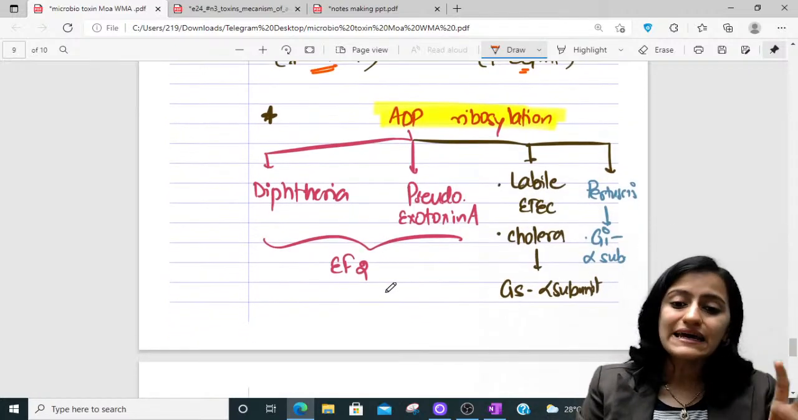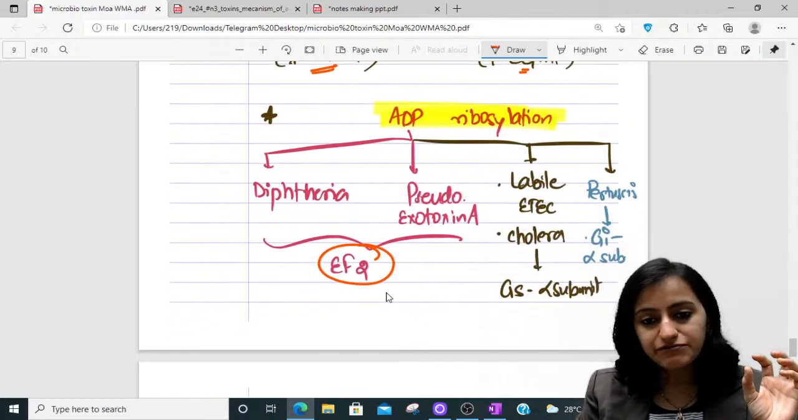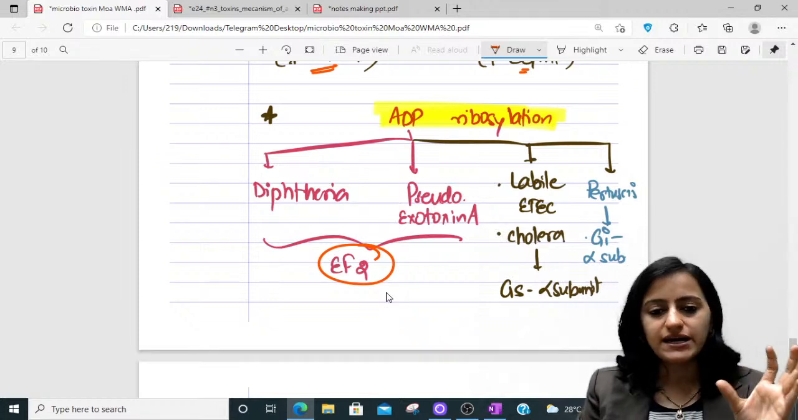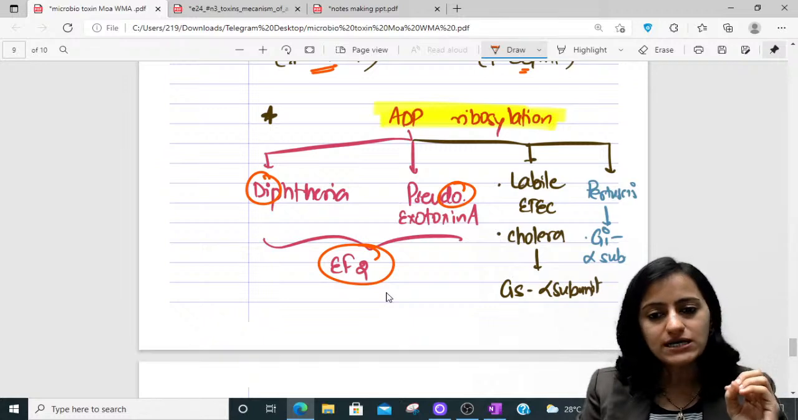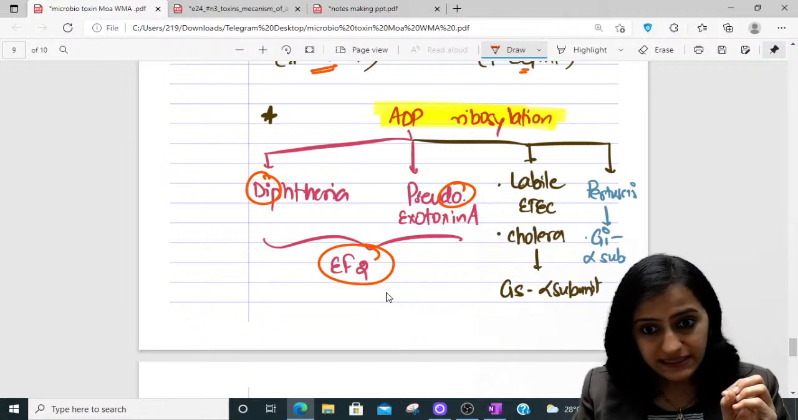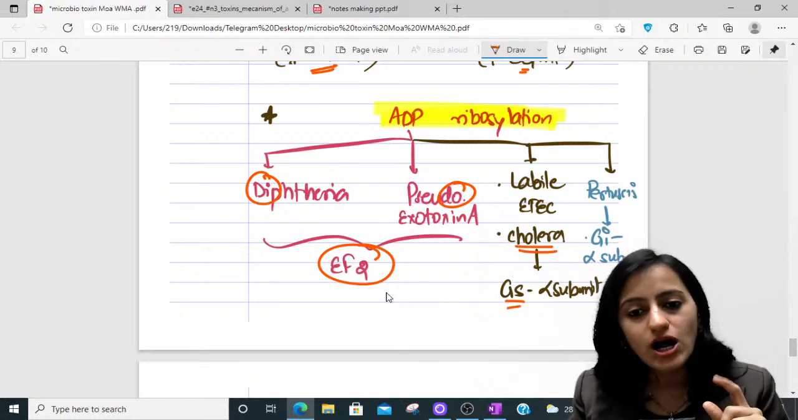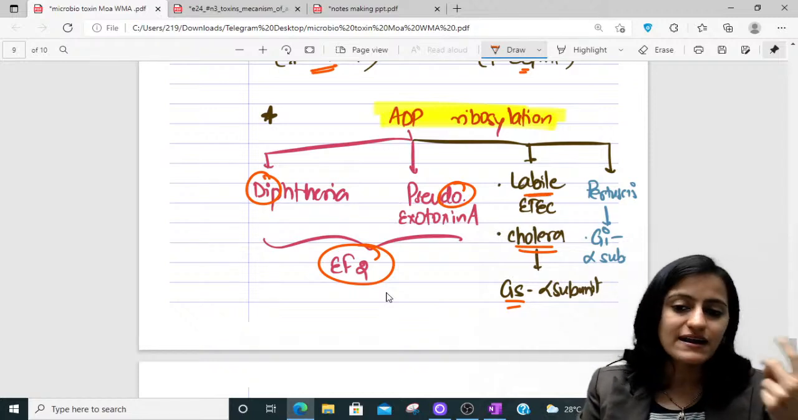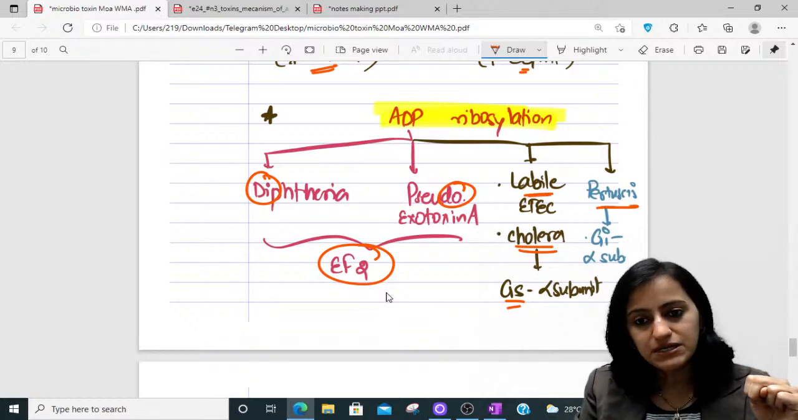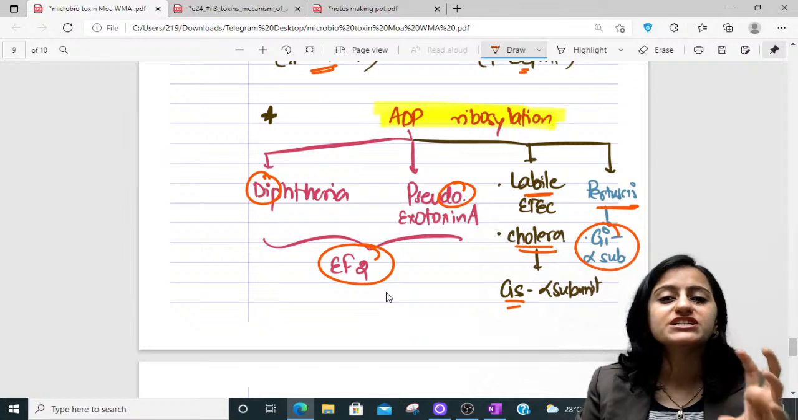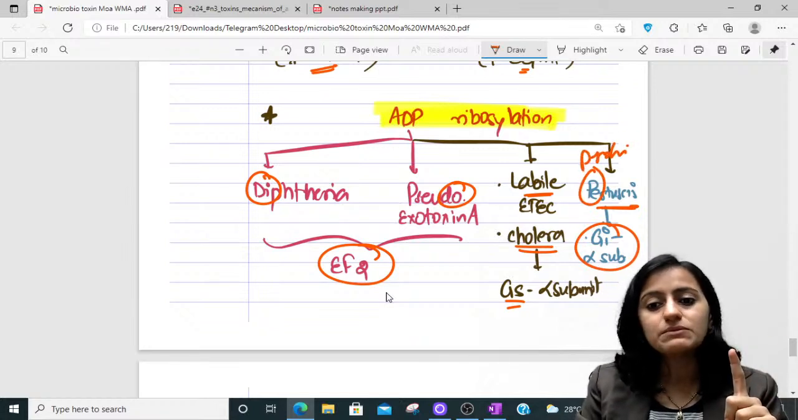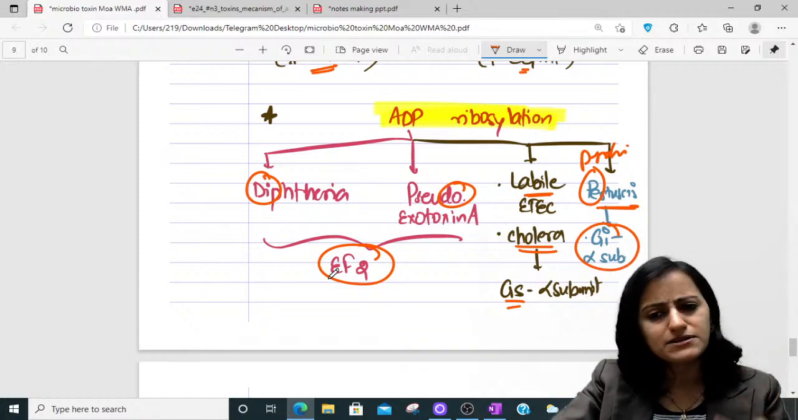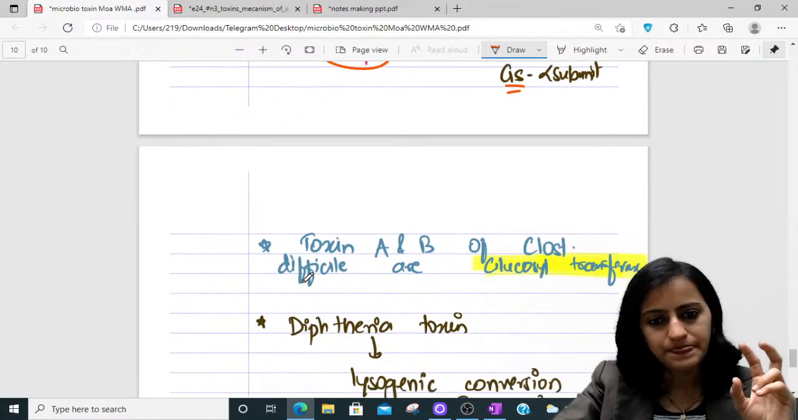Toxins acting by ADP ribosylation of EF2 and your GS and GI. Already we saw EF2 is diphtheria and Pseudomonas, and your GS is your cholera, also your labile toxin, which increases the cyclic AMP. Pertussis is your GI alpha subunit. Remember, pertussis is prohibiting GI. It inhibits your phagocytosis as well.